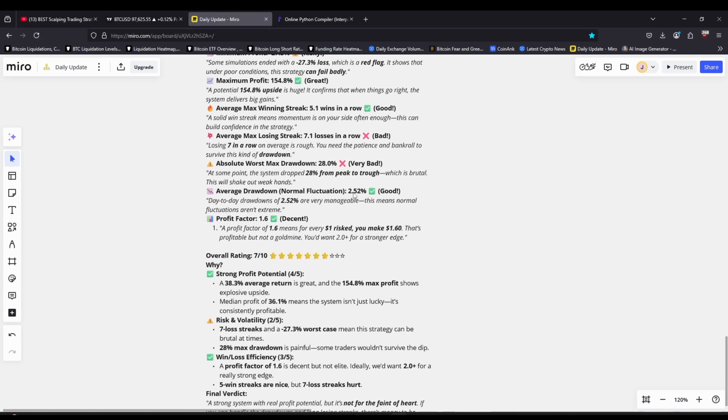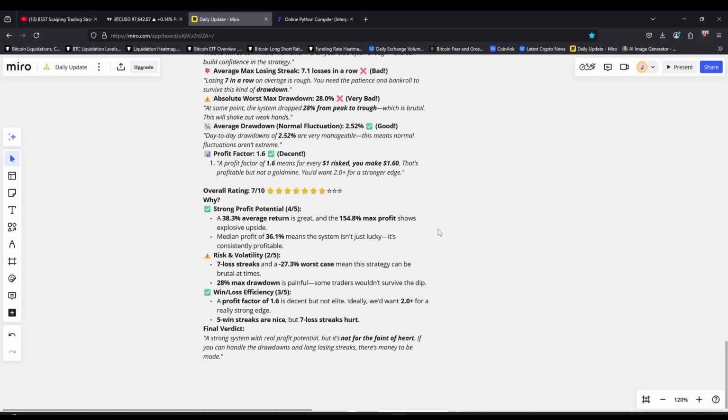But the average drawdown is 2-3%. Brilliant. No real stress there on our portfolio, not on the actual Bitcoin price. And the profit factor, 1.6, which is solid. For every pound or dollar or euro that we risk, we get 1.6 back for the trade. So, brilliant. Overall rating, 7 out of 10. Good, strong profit potential, but the risk and the volatility does come with it.